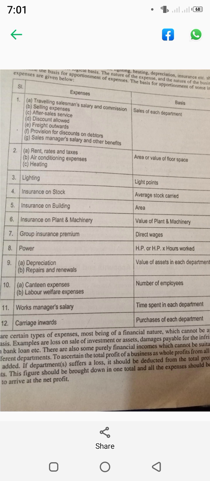If any department does more sales, they will incur more after sales services expense. They will incur more discount expense. They will incur more freight outward expense. They will incur more salesman salary and commission. They will face more provision for discount on debtors. What does discount on debtors mean?